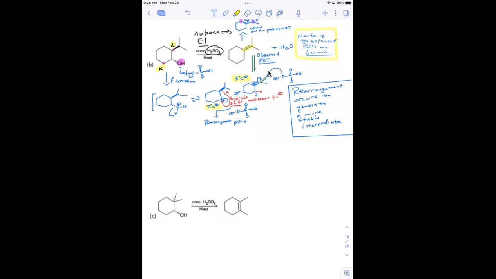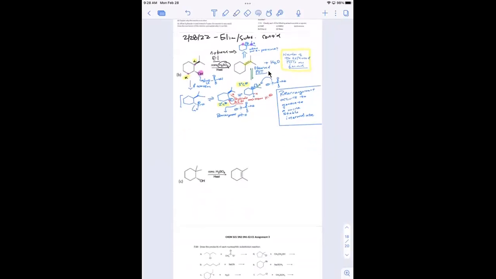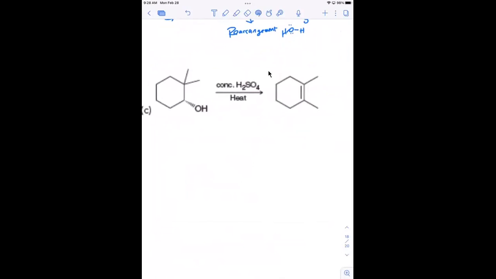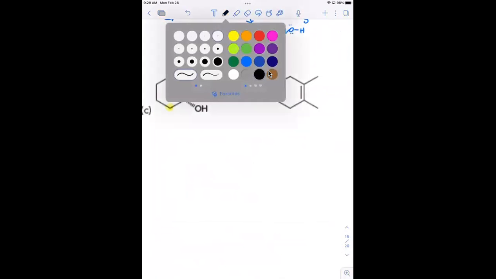All right, let's do the next problem down here. It's similar. Let's see if we can apply what we just learned up top to this problem right here. You can see right away it's a similar type problem. The alpha positions are here. Well, this is 1. There are no protons here. So even though it's alpha, you can't eliminate from here.